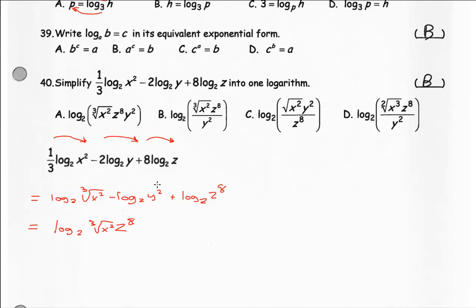Now, this one's subtracted here. So the difference rule says that we would write this over the y squared. And we really should have brackets on all this. And so notice that that is answer B here. The logarithm base 2 of the cube root of x squared, z to the 8th, and then over the y squared. So that's why B is the correct answer for number 40.